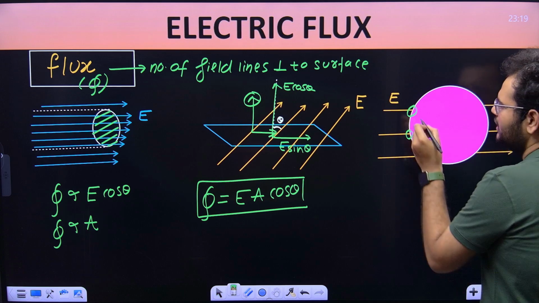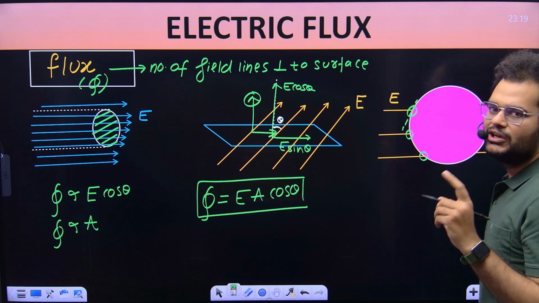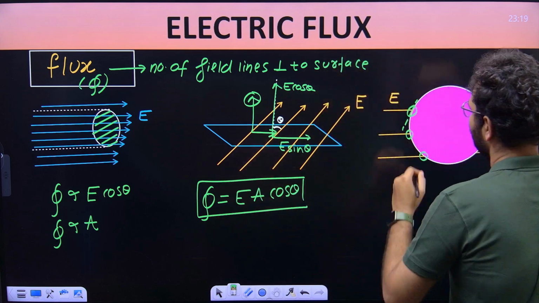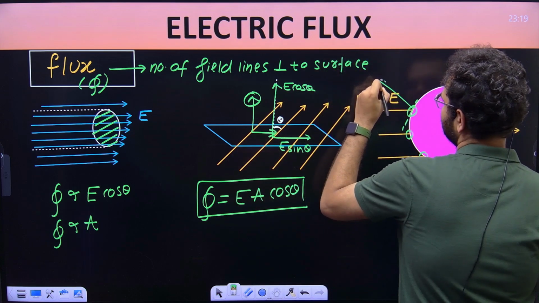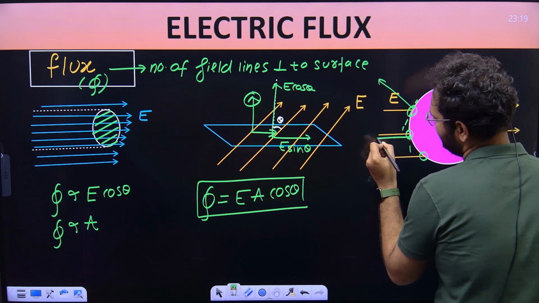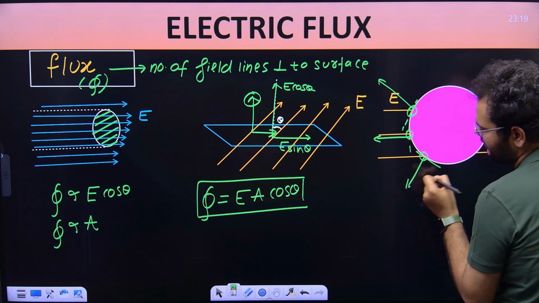Okay, if I draw a tangent, the area vector is always perpendicular to the surface. For the orientation calculation, where is our area vector now? This is our area vector. Here, if I draw a tangent, the area vector is like this. Here also, if I draw a tangent, my area vector is like this.